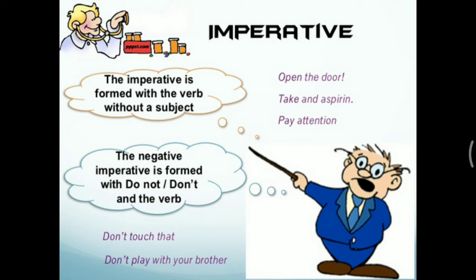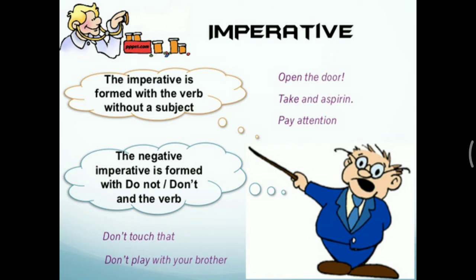And then take an aspirin. Sorry, it should be an, not a. Take an aspirin. Minumlah obat aspirin. Take, kata kerja take. Okay. Pay attention. Perhatikan. And then the negative imperative is formed with do not or don't and the verb.